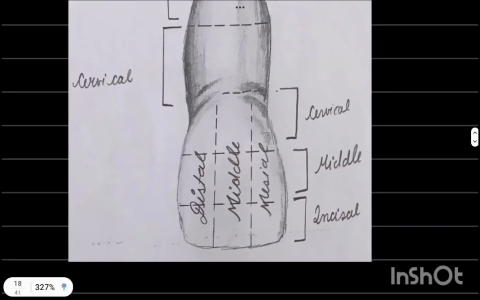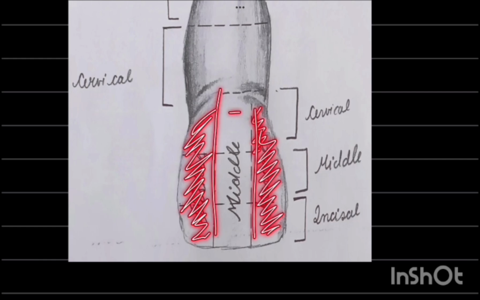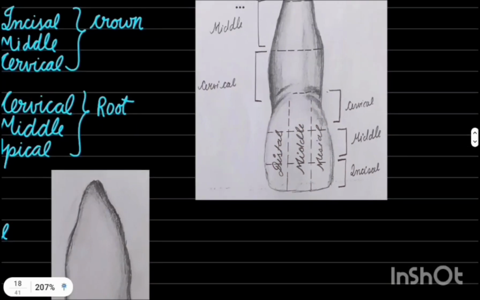Now going from the mesial side to the distal side of the tooth, we will divide it into 3. The side which is facing the mesial side will be the mesial third. The side which is facing the distal side is the distal third, and the part between them is the middle third. Now this was from the labial aspect.